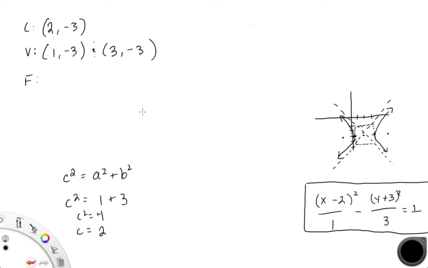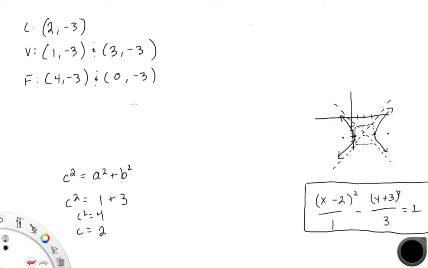So if the focus is 2 away from the center, then we're going to take the center and add 2 to it in the x position. So one of the foci is at 4 and the other one is at 0. So clearly my drawing is off a little bit, but that's okay.